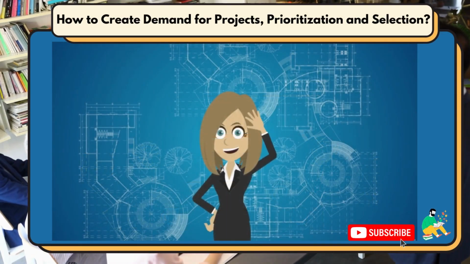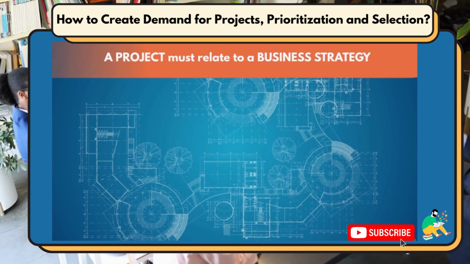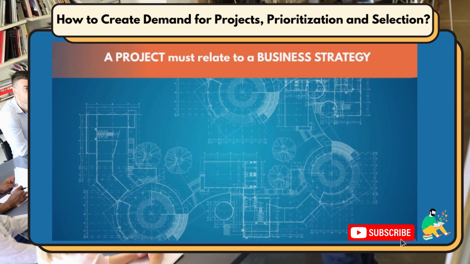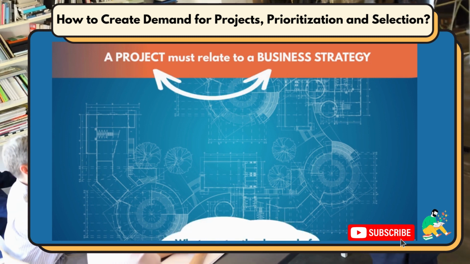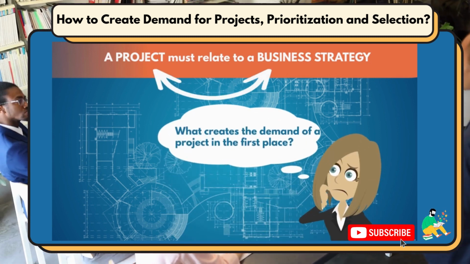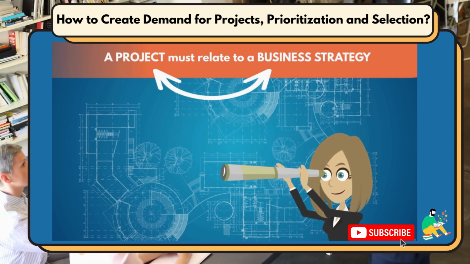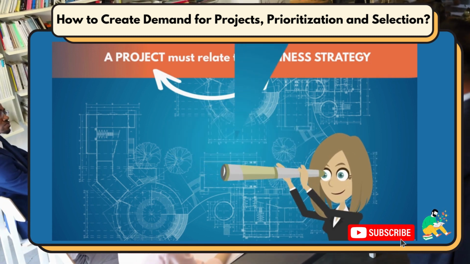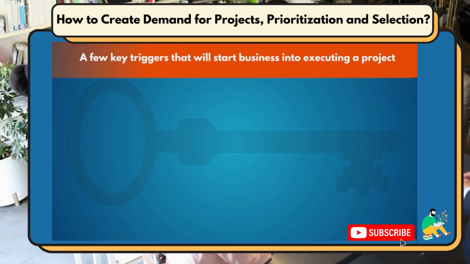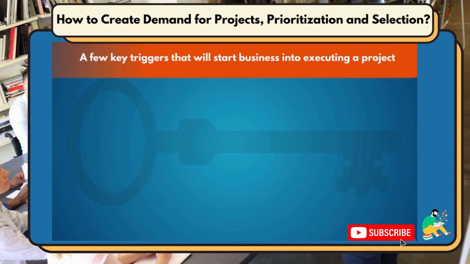As I said in the previous lesson, a project must relate to a business strategy. But how are the two connected, and what creates the demand for a project in the first place? Good questions. So let's look into them. There are a few key triggers that will jumpstart a business into executing a project.